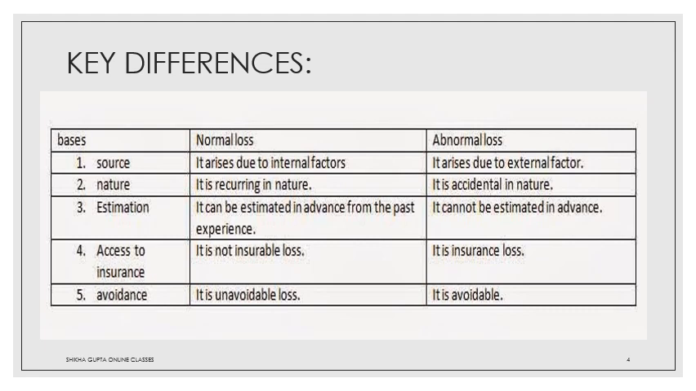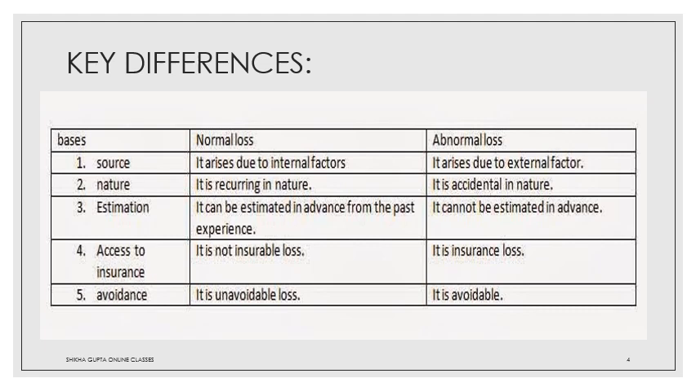Now the key differences between the two are: the first one is the source. Normal loss occurs due to internal factors. Right? We cannot avoid it, and we somewhat know that it is going to happen. But abnormal loss is not planned, so it is due to external factors. Second, normal loss is of recurring nature, so it happens again and again in every process, right? But abnormal loss is accidental, it suddenly happens. For example, in the current situation of lockdown, certain things are not expected, but they are happening.